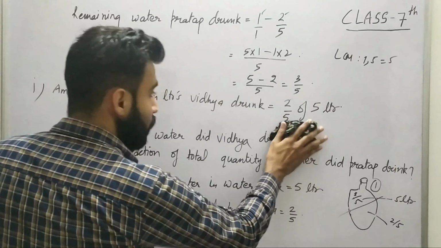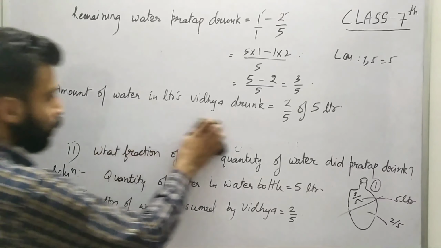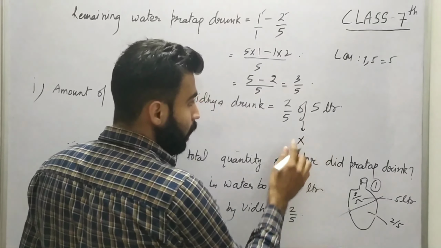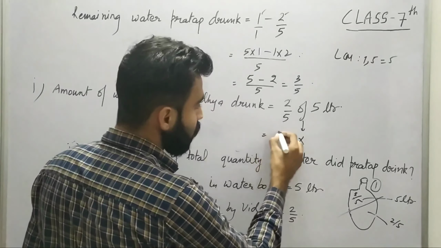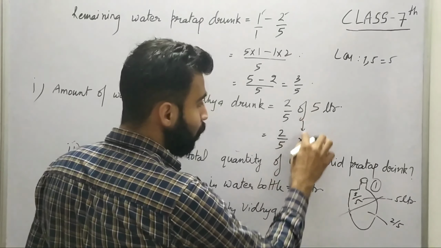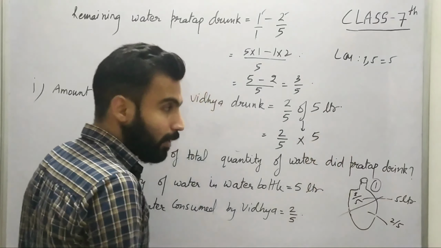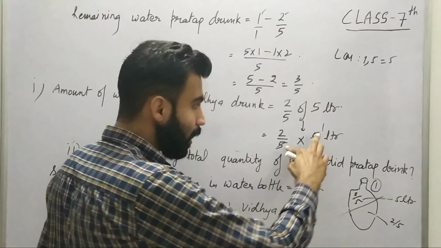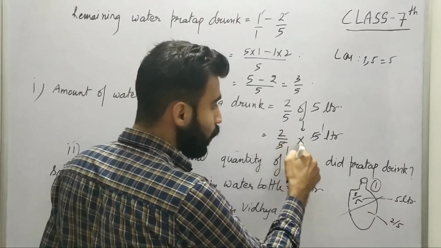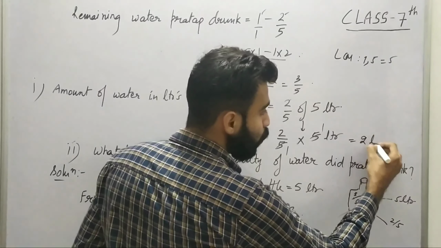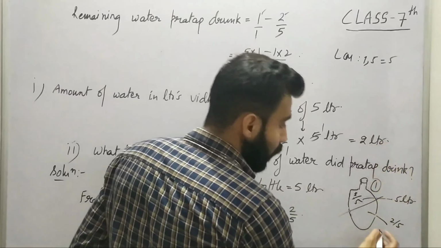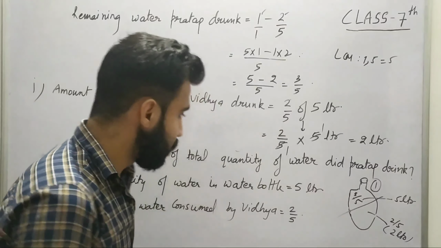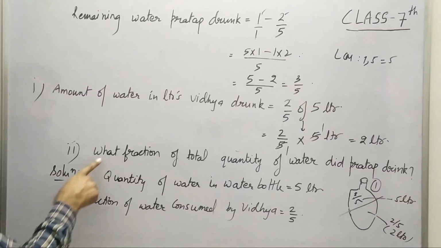So let me just rub this first part. Now we are going to complete this here. So you all know that of means multiply. Of operator means multiply. So you can see 2 by 5 of means multiply and it's 5 liters. So the 5 and the 5, they are in multiply. Let me just reduce them, right? So 2 into 1, that'll get you 2 liters. So that means Vidya actually drank 2 liters of water out of 5 liters, right? So let me just move to the second part here.